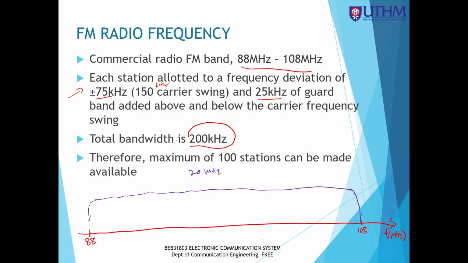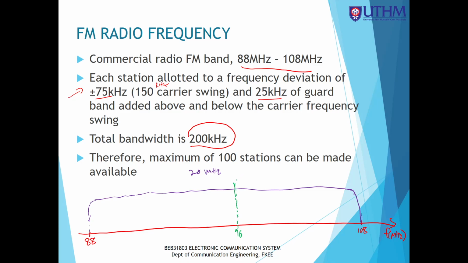Let's say I want to listen to a radio station, 96 is Sinar FM, something like that. If I'm not mistaken it is 96 megahertz. If I tune to 96 megahertz, that means the center frequency would be 96.